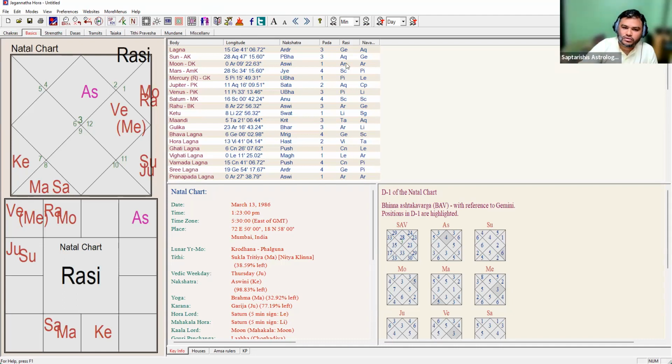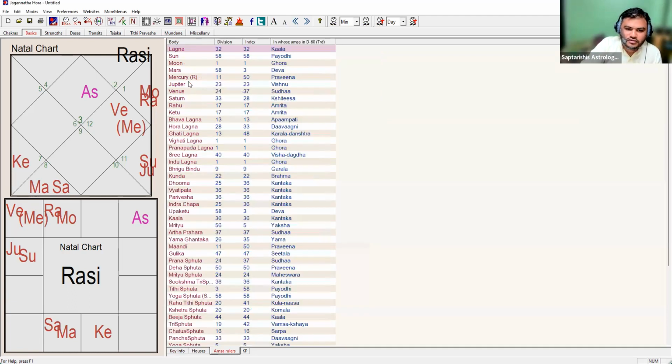So what is the final conclusion for it? What do you all think? Which particular planet is responsible for the health trouble here, or what kind of health trouble can this native face? Okay, let me make it more clear. I will show you the Amsha. See, Gemini Lagna. Lagna is falling in Kala Amsha.